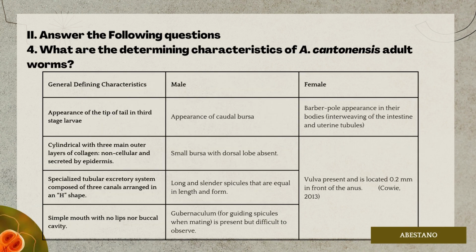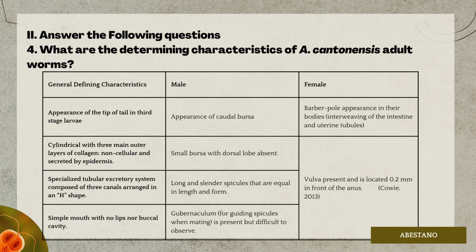Guide question number 4. What are the defining characteristics of Angiostrongylus cantonensis adult worms? Its defining characteristic for both male and female would be the appearance of the tip of the tail and the third stage larvae. It is cylindrical with 3 main outer layers of collagen, being non-cellular and secreted by the epidermis. It also has a specialized tubular excretory system, which is composed of 3 canals forming an H shape. And it has a simple mouth with no lips nor buccal cavity.